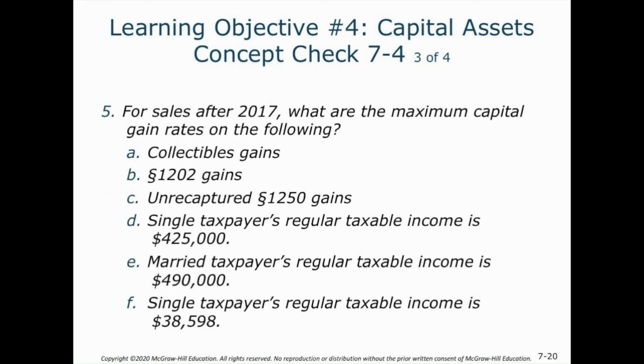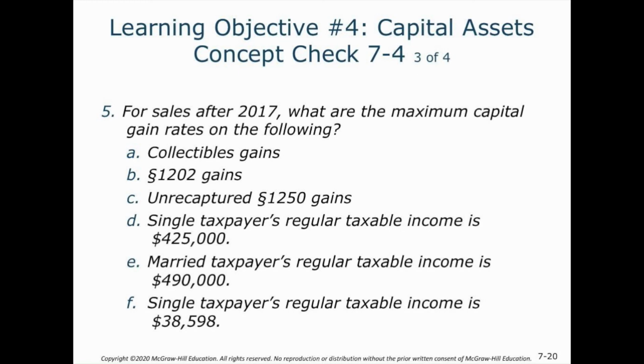5, for sales after 2017, what is the maximum capital gains rate for the following? A, collectible gains. That's going to be 28%. B, Section 1202 gains. That's going to be also 28%. C, unrecaptured Section 1250 gains. That is going to be that 25% rate.